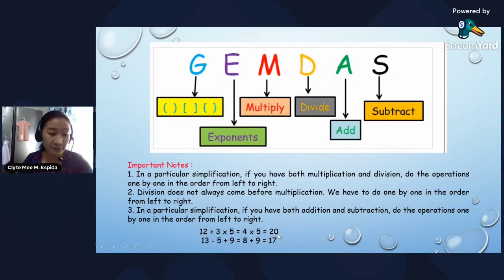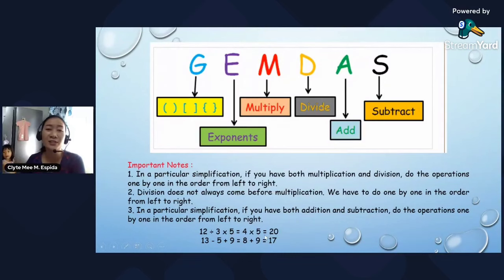Next, for the example for addition and subtraction, you have 13 minus 5 plus 9. So the same. It does not necessarily mean that we are going to add first before we subtract. We're going to do it from left to right. So you will have 13 minus 5 first. That's 8 plus 9. And the answer is 17.